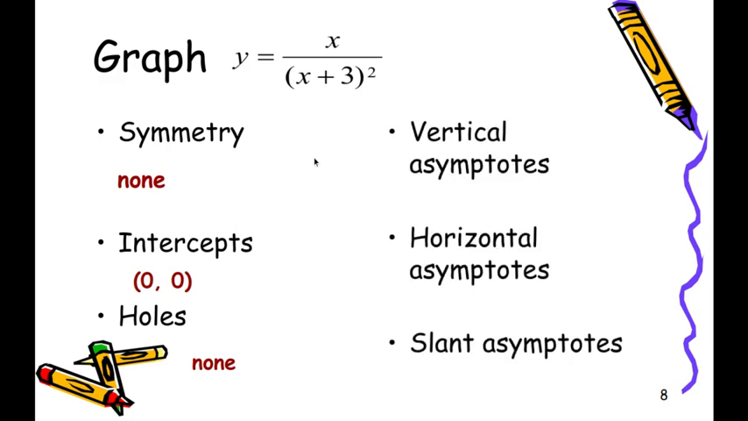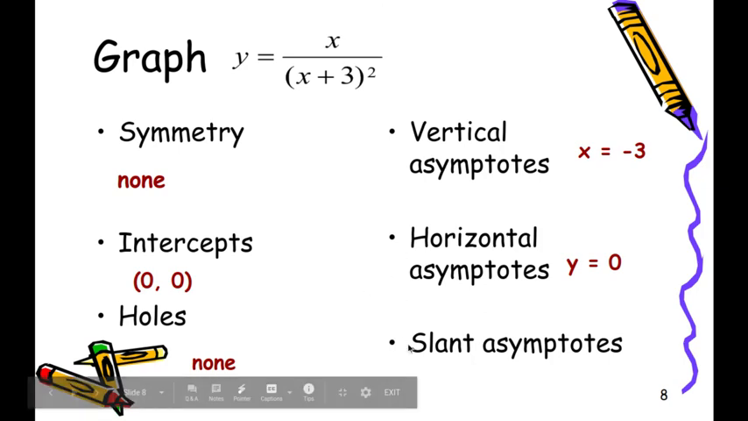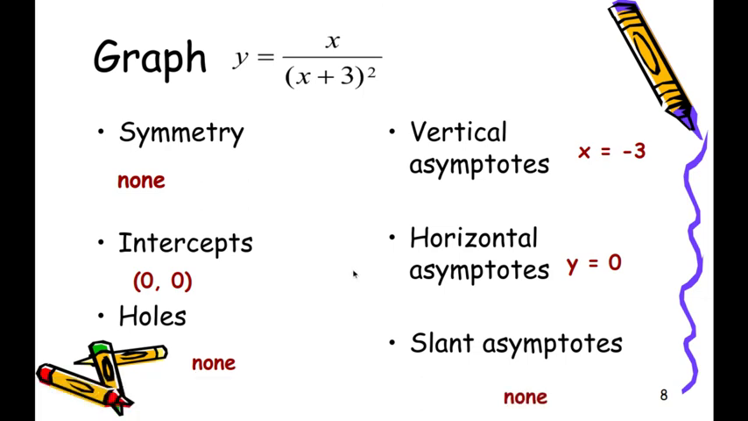Then going through our vertical, horizontal, and slant asymptotes. So our vertical asymptote is anywhere the denominator is 0. So that's going to be at x equals negative 3. Horizontal asymptotes, since the degree of the top is less than the degree of the bottom, which is x squared, the top is just x. We get y equals 0. And then for slant asymptotes, we can only have horizontal or slant, not both. And so therefore we're going to have none. That only happens when the degree of the top is 1 more than the degree of the bottom.